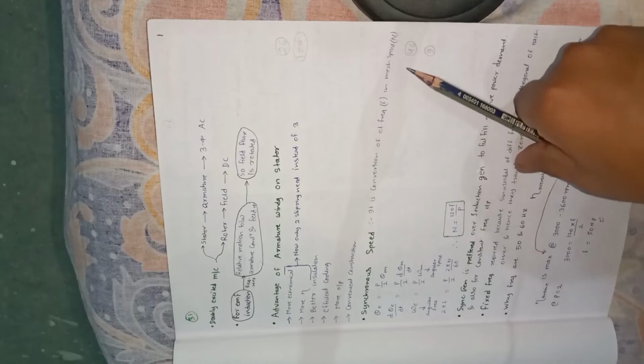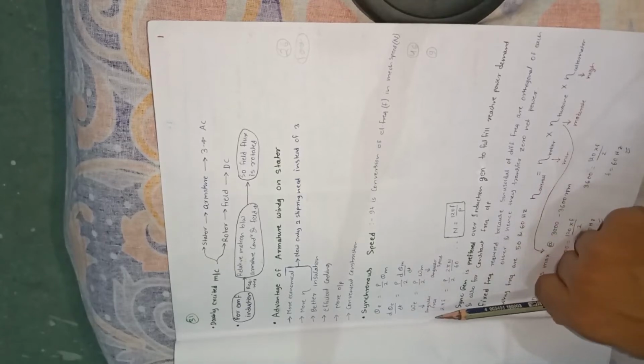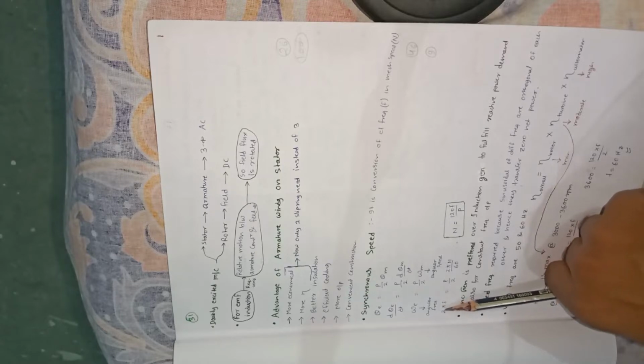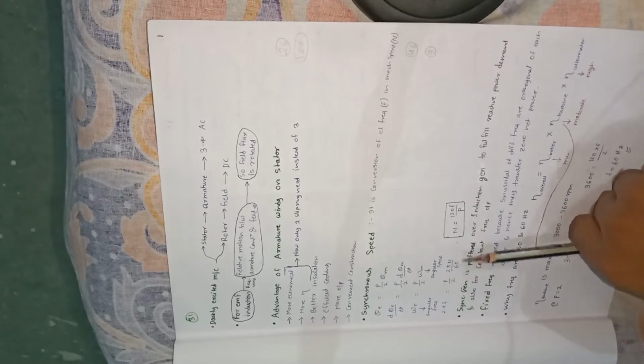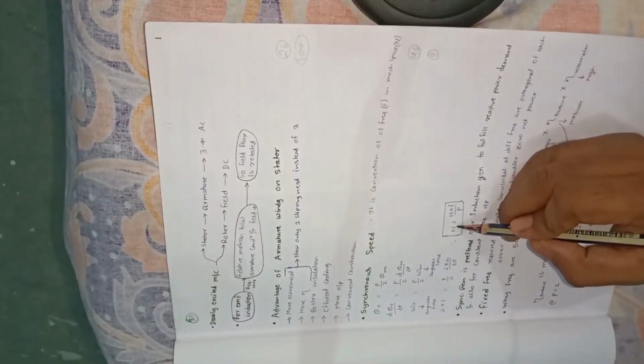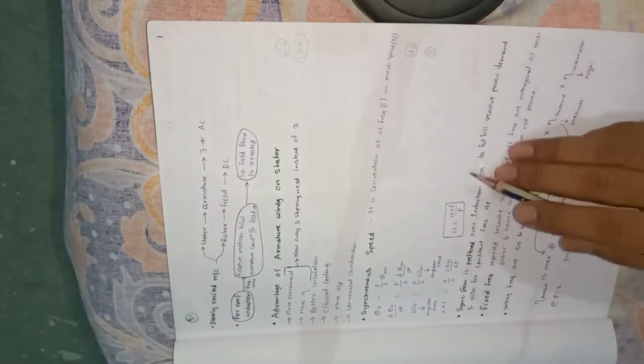Synchronous speed is a conversion of electrical frequency into mechanical speed. We can derive this from here. We know that theta electrical equals P by 2 theta mechanical. When we differentiate on both sides, we obtain angular frequency equals P by 2 times angular speed. When we simplify, 2 pi f equals P by 2 times 2 pi N by 60, so we get N equal to 120 f by P. So this is the synchronous speed, and we also call it Ns, synchronous speed.